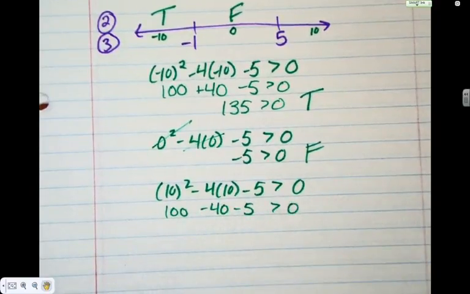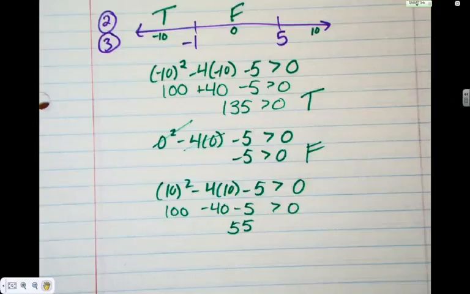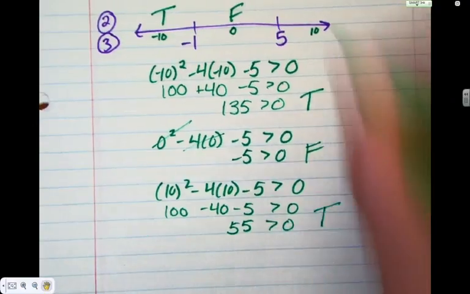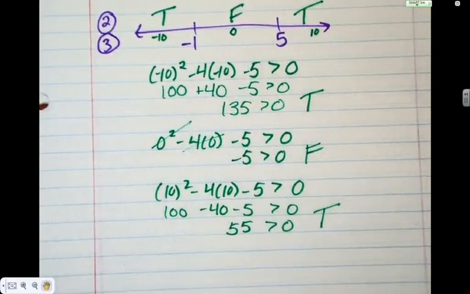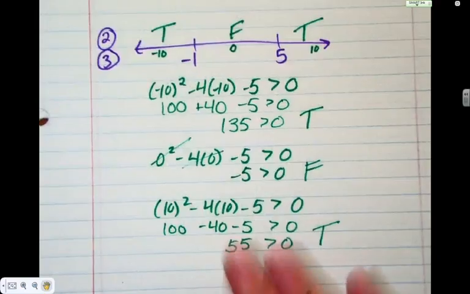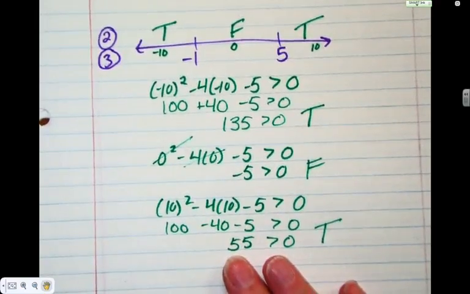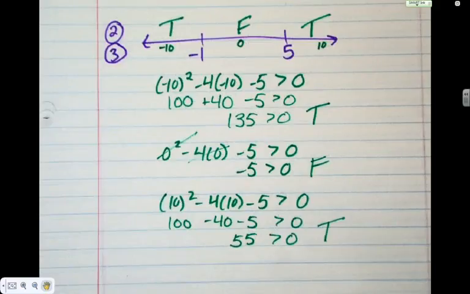So we have to do every solution. Again, that's why I tend to use 10, because it's just easy numbers to calculate in your head. You can use any number you wanted. I could have used 7 here, but then I got to figure out 7 squared minus 4 times 7 minus 5. It's just harder numbers to calculate.